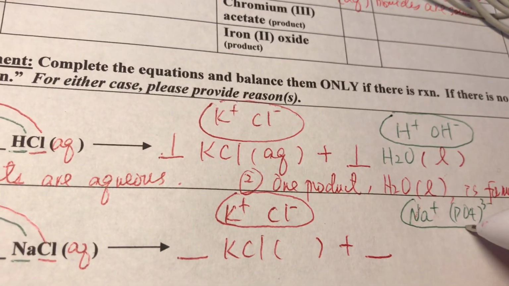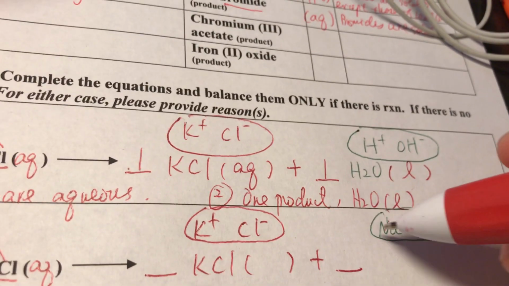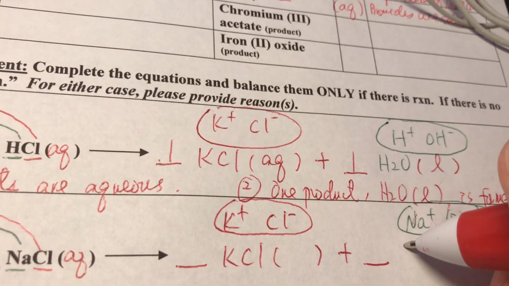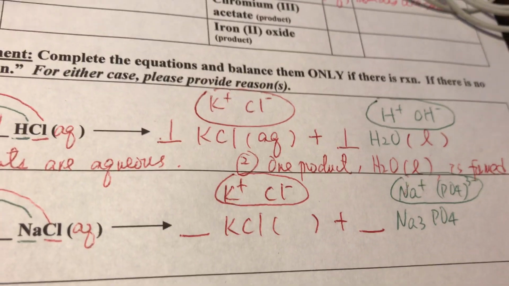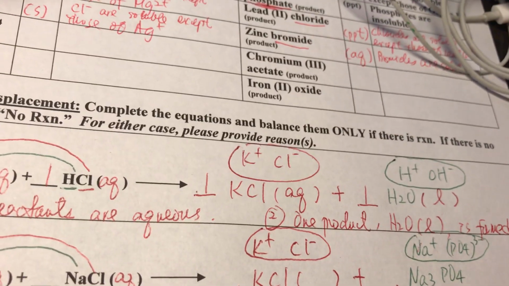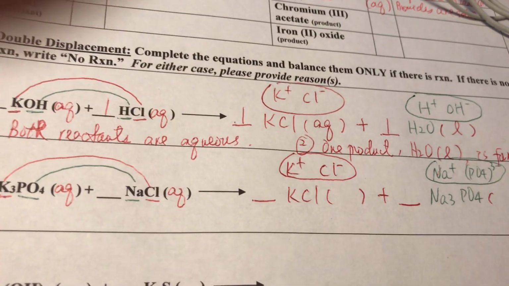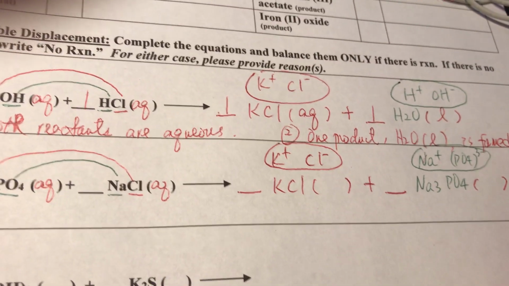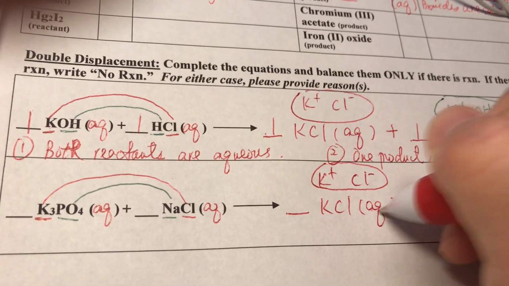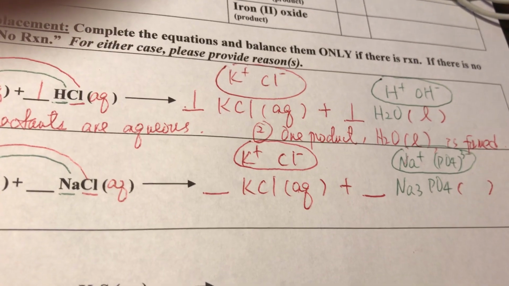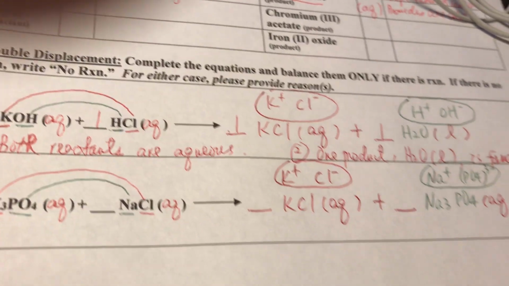I'm going to circle this bubble. So this, I have to do crossover. And I get Na3PO4. Okay, so I got this so far. Next I'm going to check the state. So KCl, after I check the solubility, is aqueous. Na3PO4, after I check the solubility, is also aqueous.